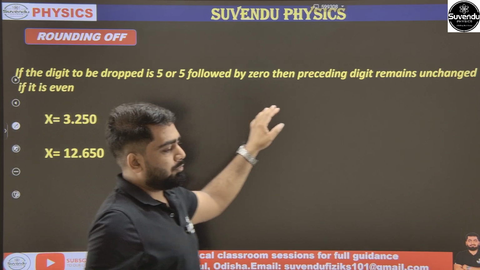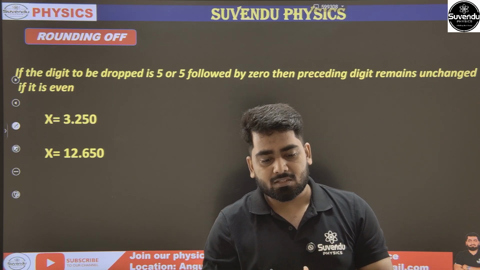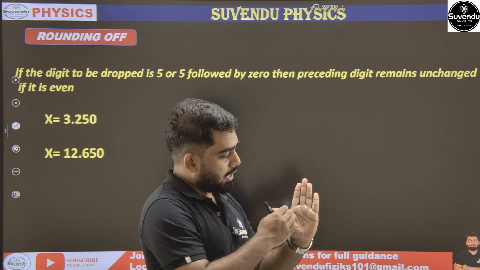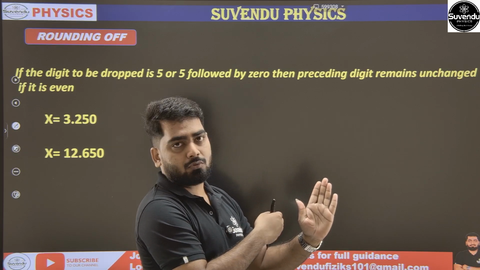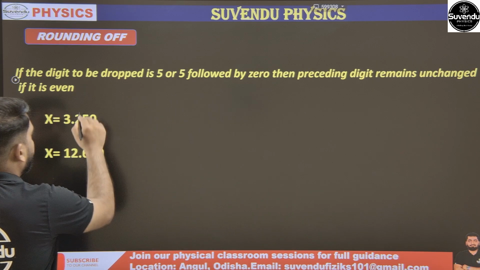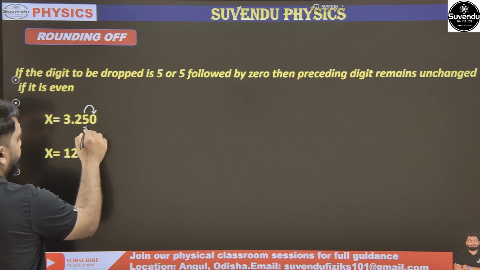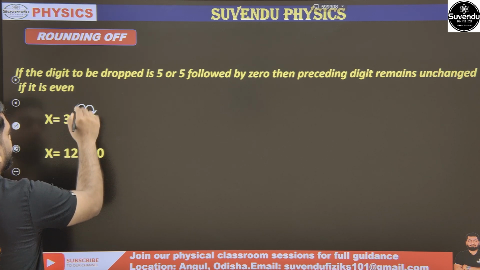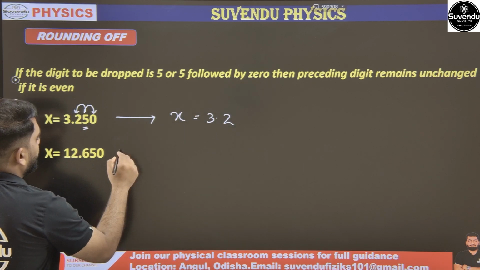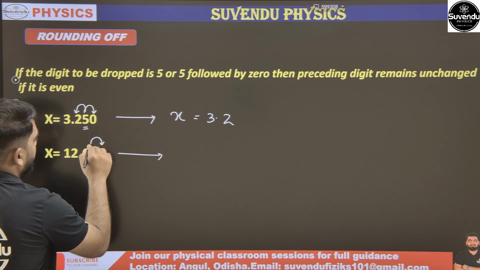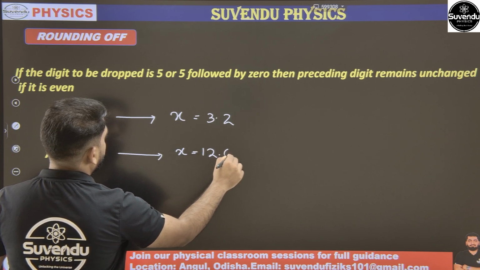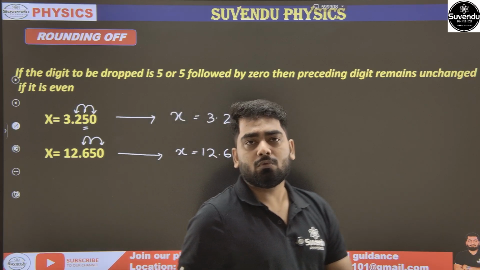If the digit to be dropped is 5 followed by 0, then look at the number before 5. If it is even, there is no change; if it is odd, add plus 1. Here, after 5 there is 0 and the digit to be dropped is 5, and the number before 5 is even, so no change. So this is rounded up to x is equal to 3.2. In this case also, after 5 there is 0, and before 5 an even number is available, so the preceding digit is left unchanged: 12.6. So this is rounded up to 12.6.